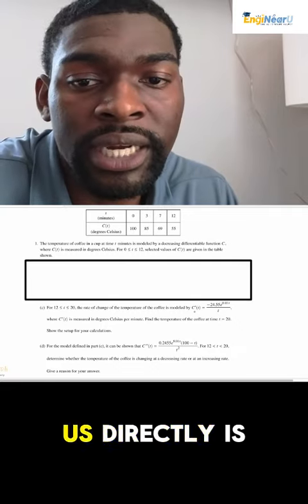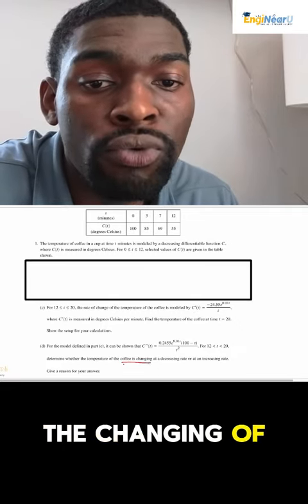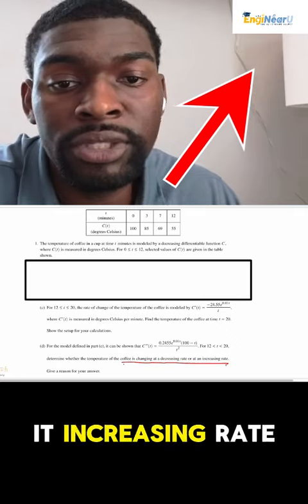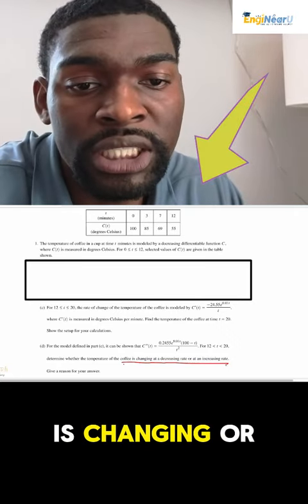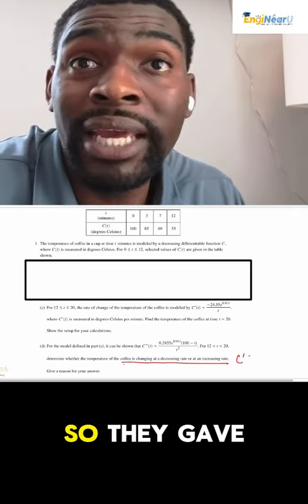So what this question is asking us directly is we're looking at the changing of the rate. Is the rate changing, meaning is it an increasing rate or is it a decreasing rate? And when I say a rate is changing or increasing, they're talking about C prime here. So they gave us C double prime.